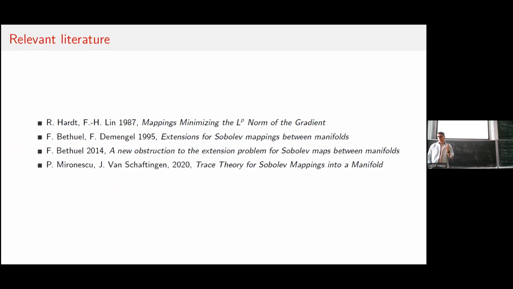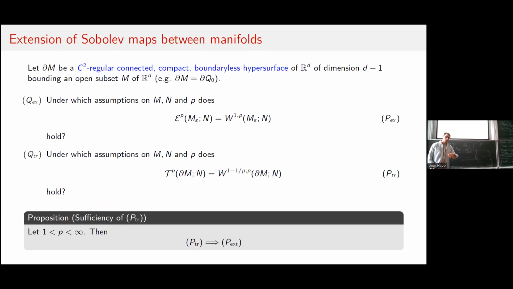But before I go into detail on that, let me introduce some notation to establish this connection between the two problems. So we assume that ∂M here is some d-1 dimensional hypersurface of R^D, C^2 regular, connected, compact and boundaryless. So for example, think of ∂M as the boundary of your holes on the level of your unit cell. So we change perspective here a bit. We're not looking again at the whole perforated domain.